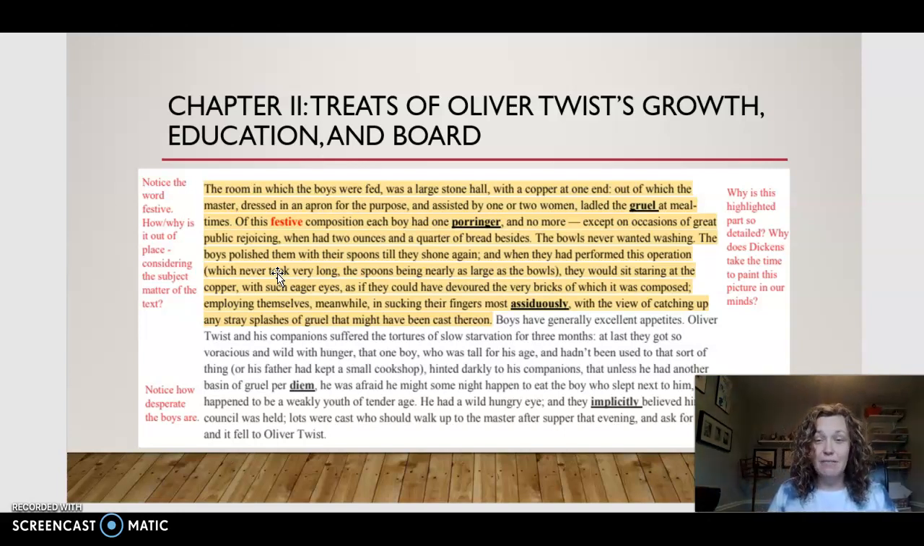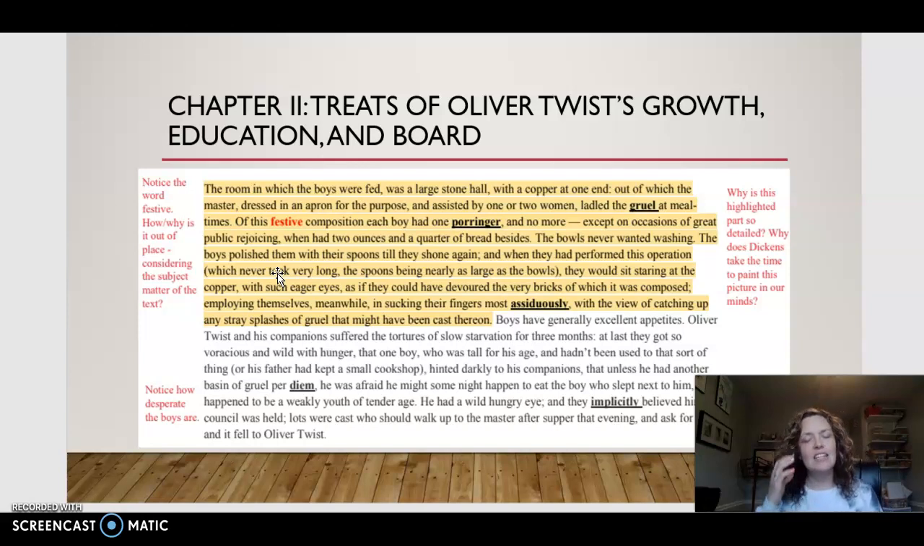So Dickens is definitely being a little sarcastic here with his "festive composition." He's kind of digging in deep with how solemn the situation is and how each child is given this very small bowl. Think about it, the spoons were almost as big as the bowls themselves, implying that they weren't getting much food. So think about that word, and think about why this part is so detailed. Why does Dickens take the time to paint this picture in our minds?